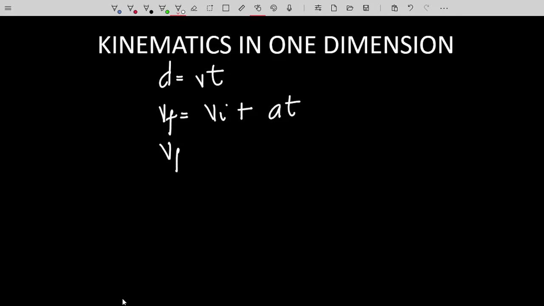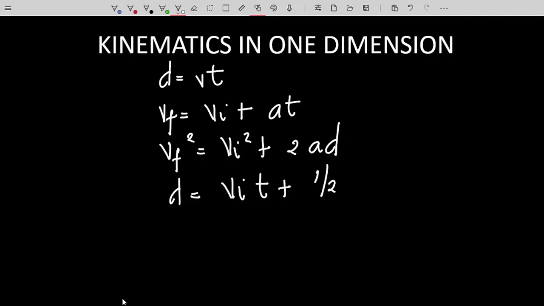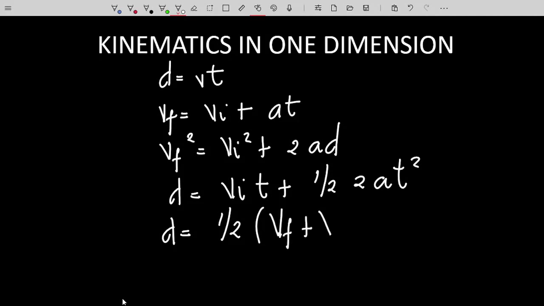Now we also have final velocity squared is equal to initial velocity squared plus 2 multiplied by your acceleration and displacement. Now we also have displacement is equal to initial velocity multiplied by time plus 1/2 multiplied by acceleration and multiplied by time squared. Now we also have displacement is equal to 1/2 multiplied by final velocity plus initial velocity, multiplied again by time. Now these are some formulas or equations you have to keep in mind whenever you want to get the value of your displacement, velocity, acceleration, and time.